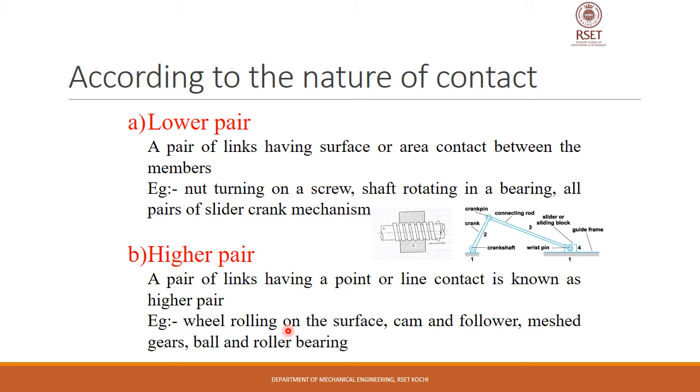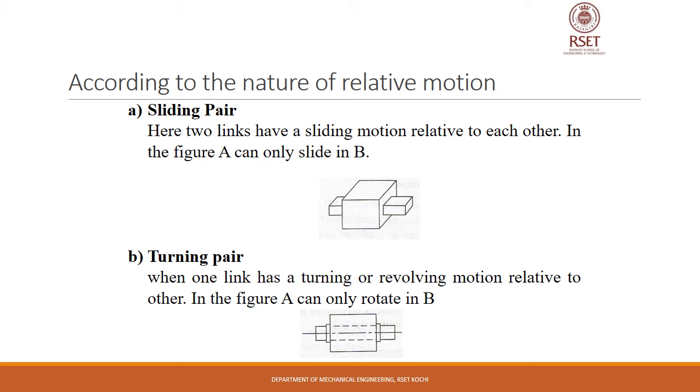If the roller is actually a cylinder on a flat surface, the cylinder has a line contact. So since it has a line contact, it comes under the category of higher pair. Similarly, cam and follower. You can see from the figure, the pin follower and the cam. There is a point contact at this region between cam and follower, so it is a higher pair. Meshed gears is another example for higher pair.